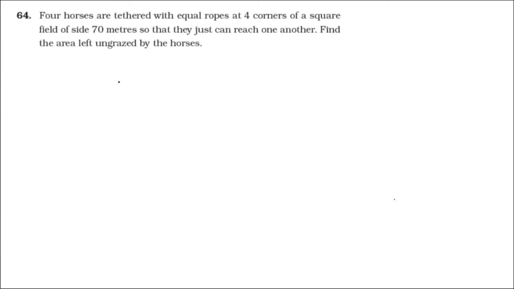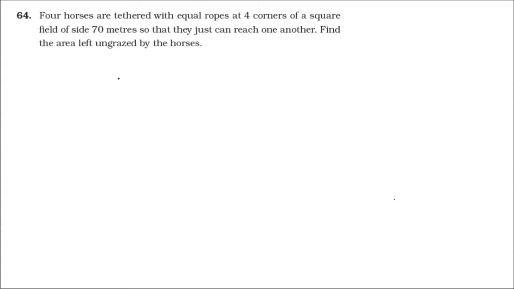64th question. Four horses are tied with equal ropes at four corners of a square field of side 70 meters so that they can just reach one another. Find the area left ungrazed by the horses.